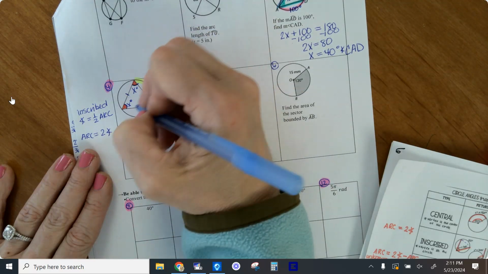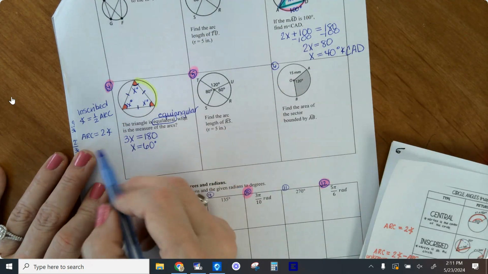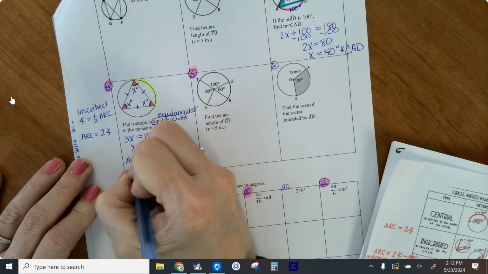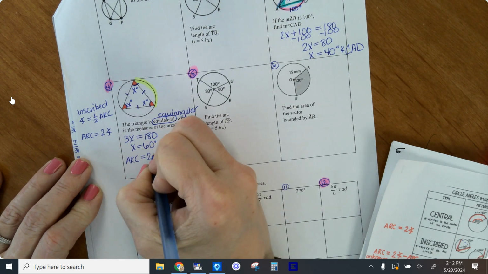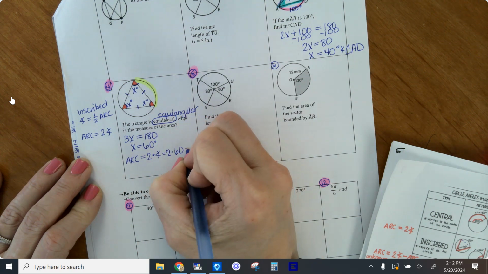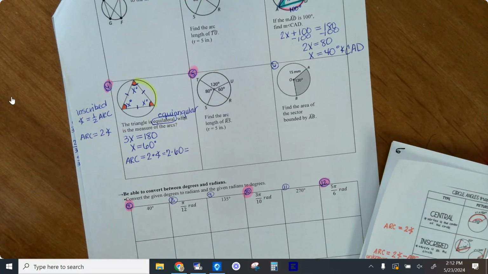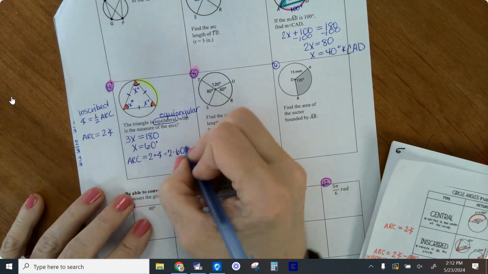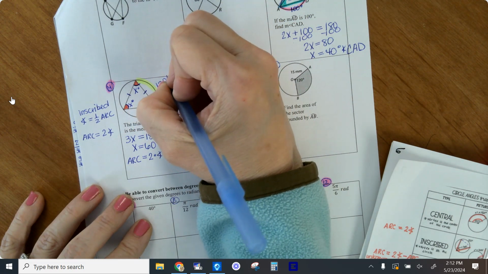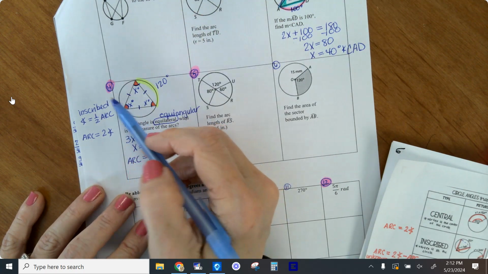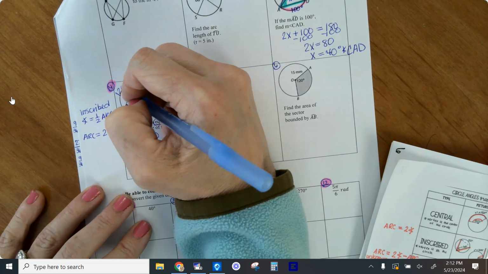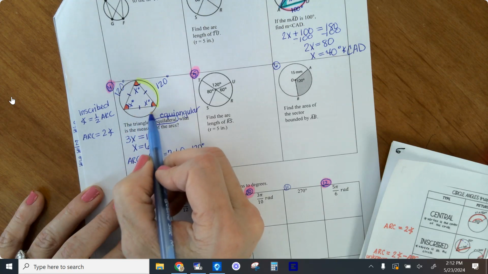Okay, so if the angle is 60, how do you get the arc? So, yep, the arc is 2 times the angle, which is 2 times 60, which is how much? 120. Yep. So this is 120. How much is this arc over here? 120. How much is this arc down here? 120.